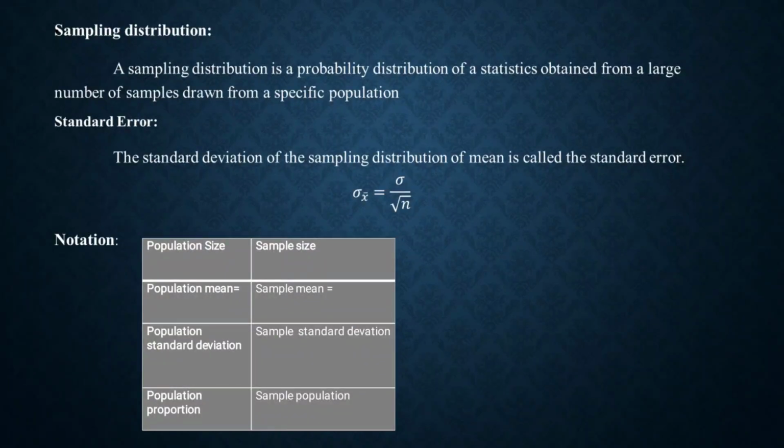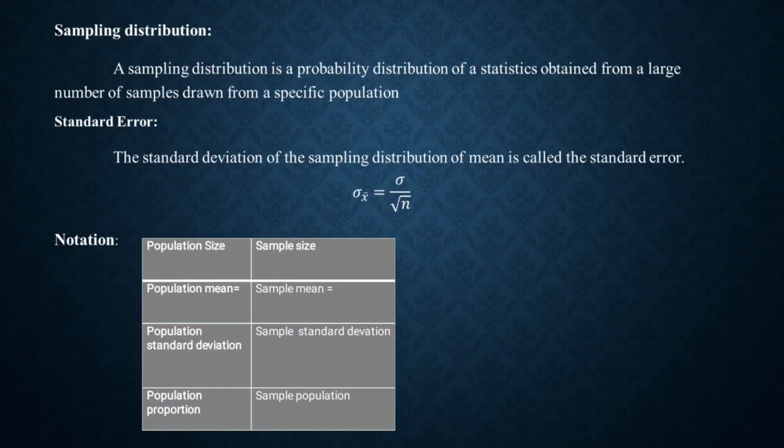Sampling distribution. A sampling distribution is a probability distribution of statistics obtained from a large number of samples drawn from a specific population. Next one is standard error. The standard deviation of the sampling distribution of mean is called the standard error and is represented by the symbol sigma x bar and is defined as sigma by root n.